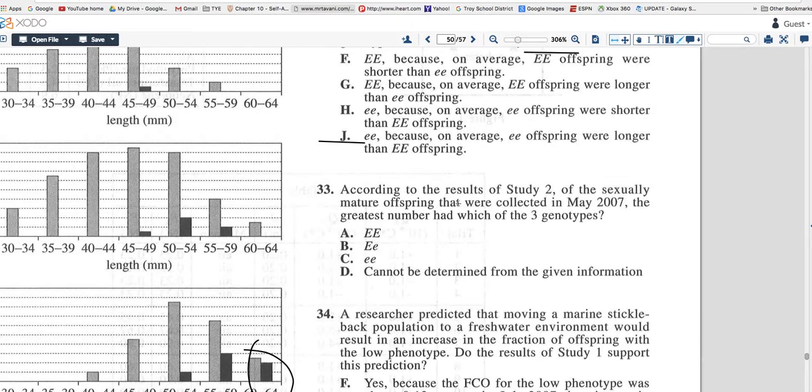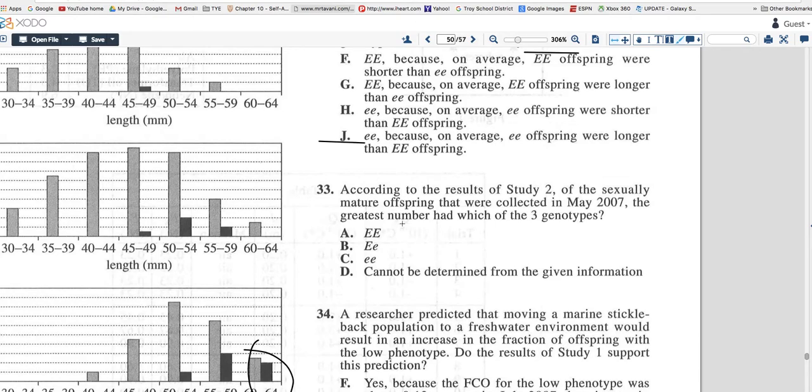You said uppercase E, lowercase e. Well, they want the ones that are... One sec. It is lowercase e. How'd you get that? Because there's more dark on the graph. Good. Another thing you need to do, this is what I was looking for.